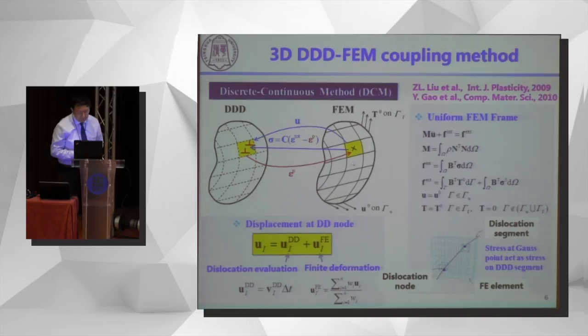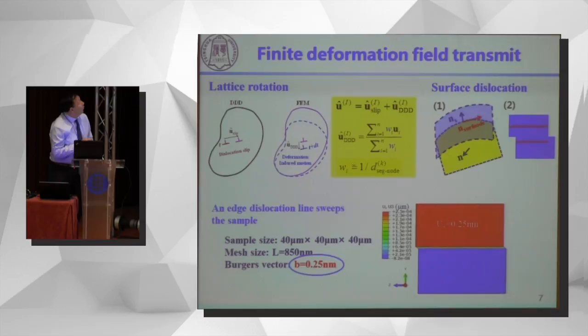From the slide, there are two parts of work for dislocation models. One is the lattice rotation. If there is finite deformation, the lattice of the dislocation goes through rotation, and we have the dislocation of the lattice. Also, we have the surface dislocation. We consider two parts in the dislocation model. We can give the displacement in the dislocation dynamics. For the edge dislocation, we have an example giving the edge dislocation motion.